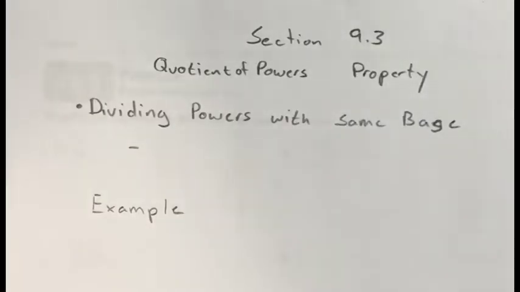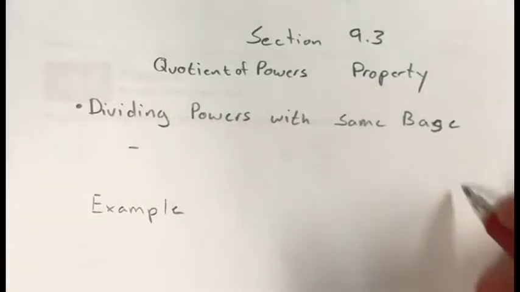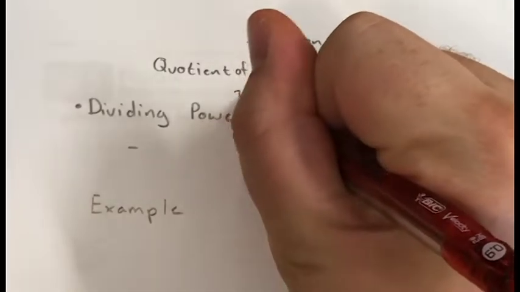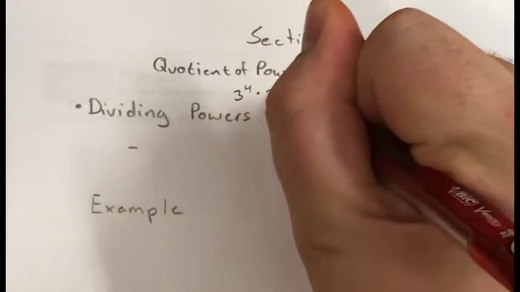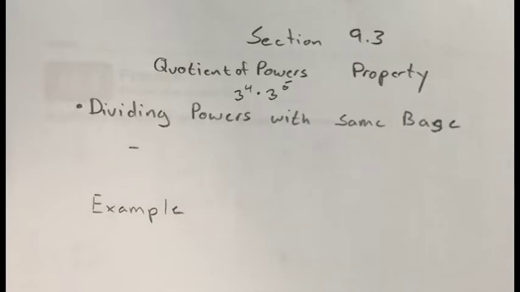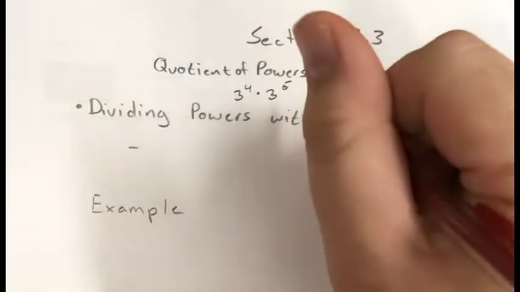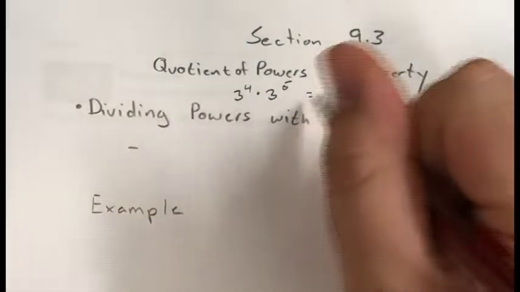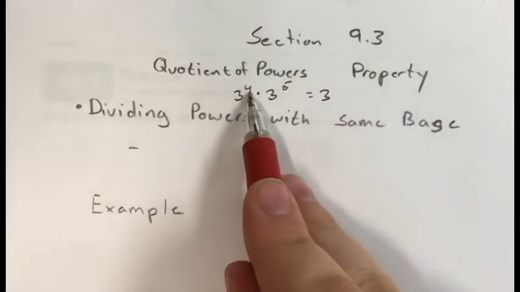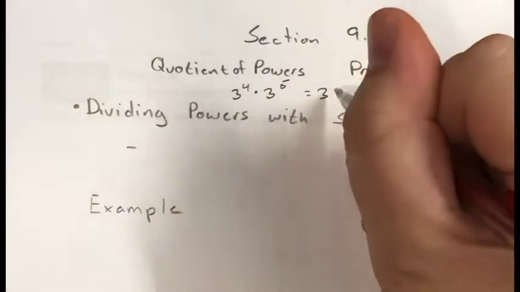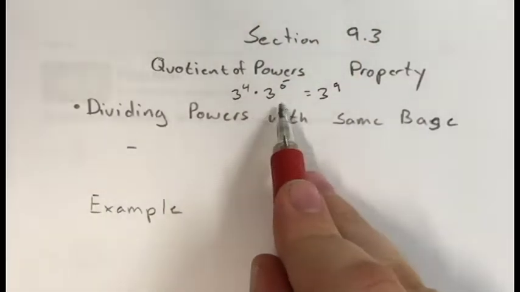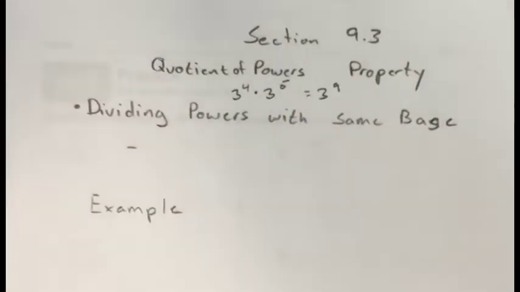So in the last video, we talked about the product of powers property. And this time we're going to be dividing and finding the quotient of powers property. Just a quick review, if I gave you something like 3 to the 4th times 3 to the 5th power, your job is to multiply these two things. We keep the same base, but what we do is we add the exponents. We find out that 3 to the 4th times 3 to the 5th is equal to 3 to the 9th.